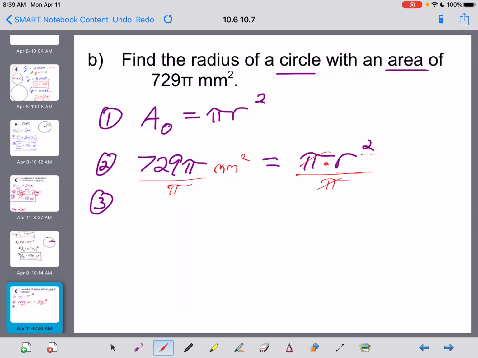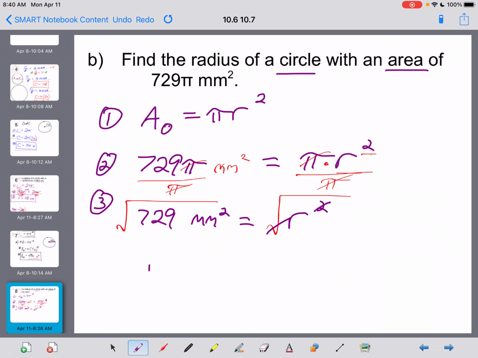And again, these two pi's cancel, these pi's cancel, and that leaves us with just 729 square millimeters is equal to r squared. So there's only one thing left to get rid of, and that's the square. We get rid of a square by taking the square root of the right, and of course we'll do the same thing on the left. So the square root of r squared, the square and the square root cancel each other out, and we just end up with r. And when we grab our calculator and go to take the square root of 729, that gets us a nice answer, although we probably didn't realize it at first, of 27.